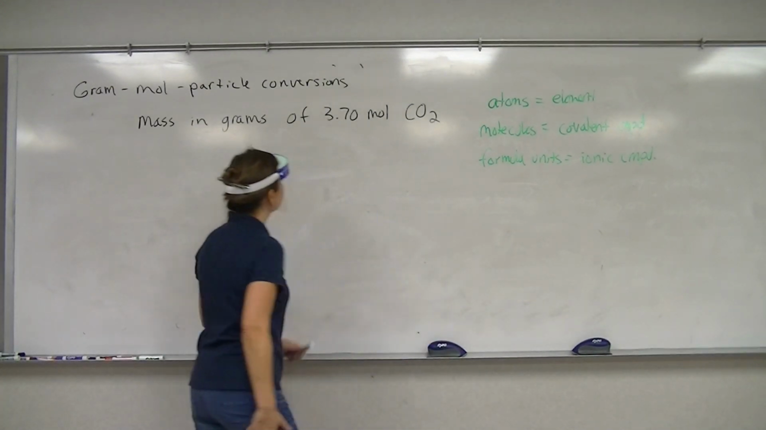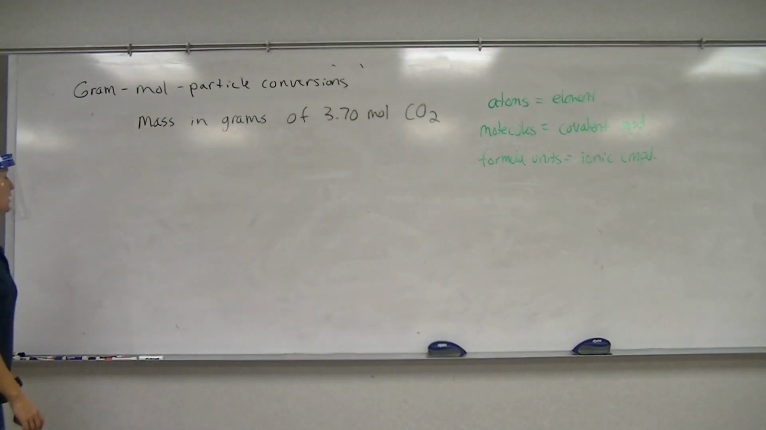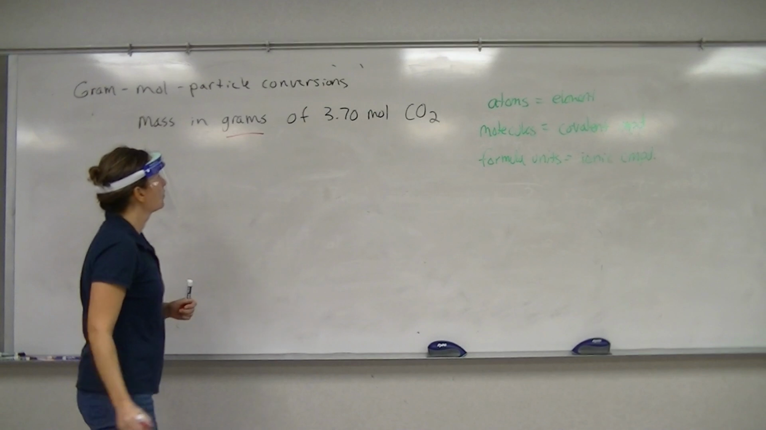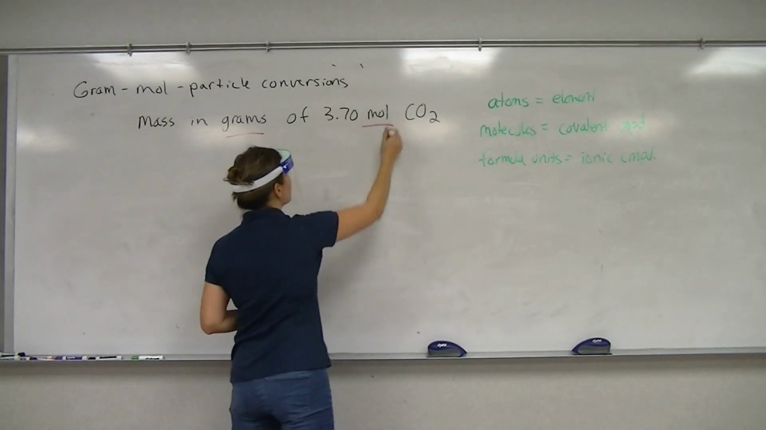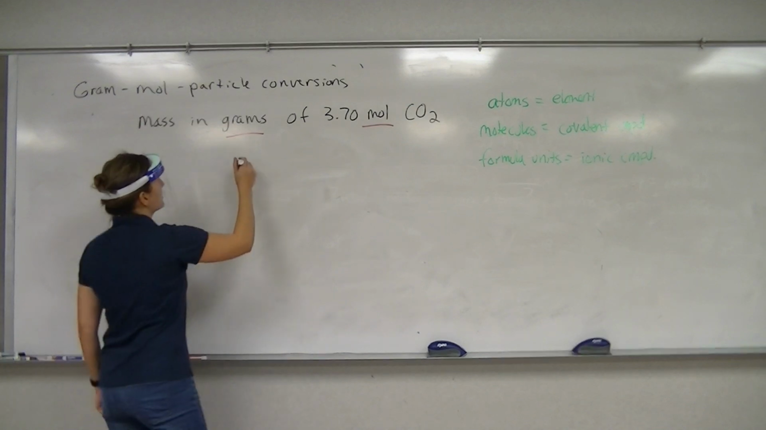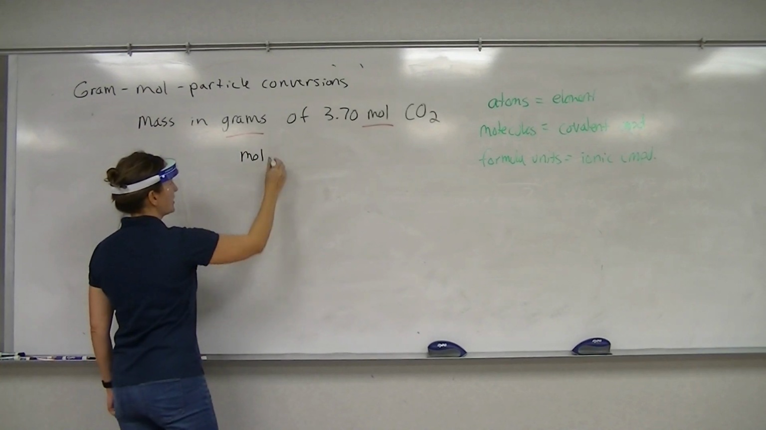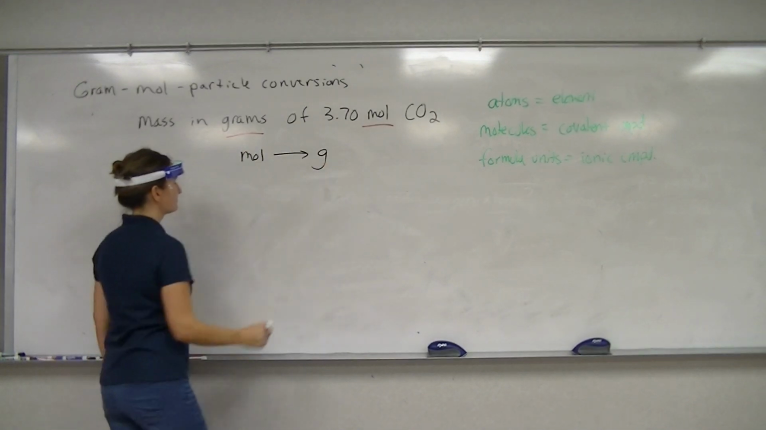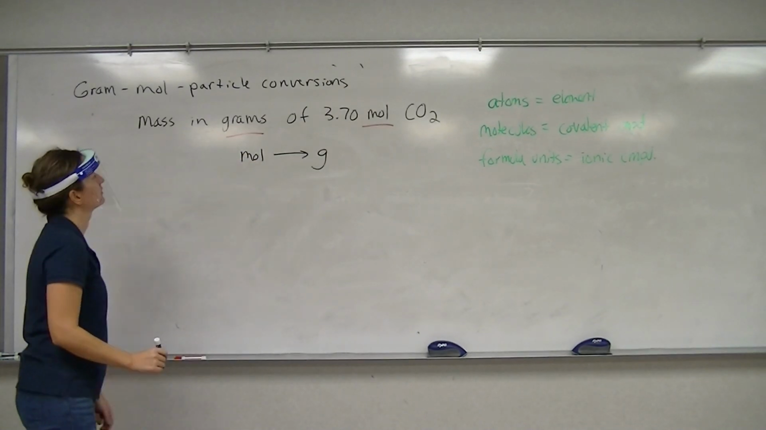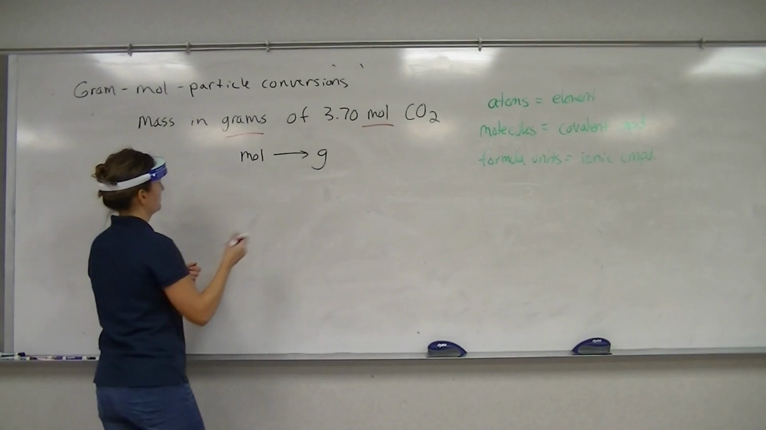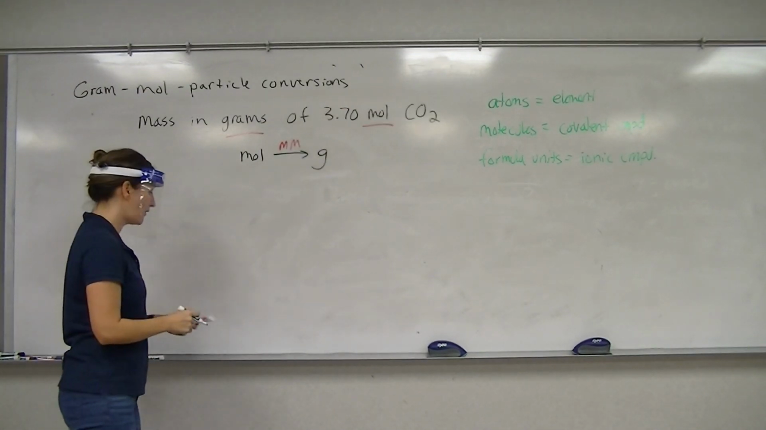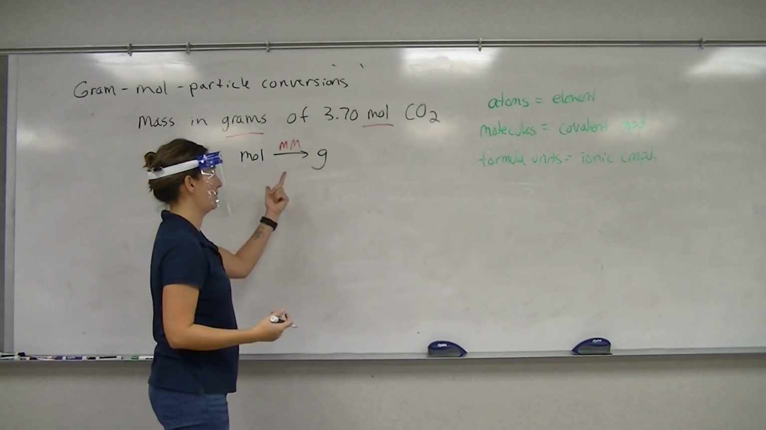All right. So what are they asking for? Grams. What are they giving us? Moles. All right, so this is still just one step. We're starting at moles, that's what they're giving us. We're going to grams. To go between moles and grams, what do we need? Molar mass. But this time, since it's not an element by itself, we have to calculate the molar mass.